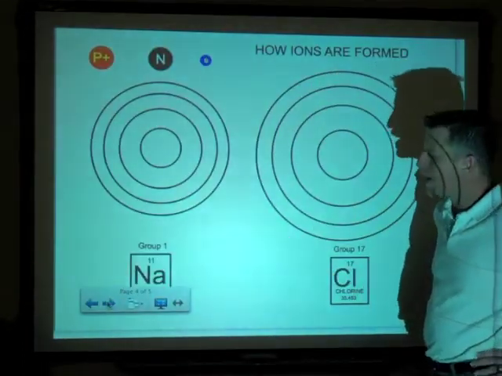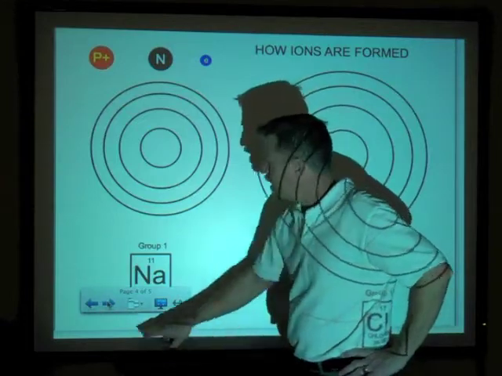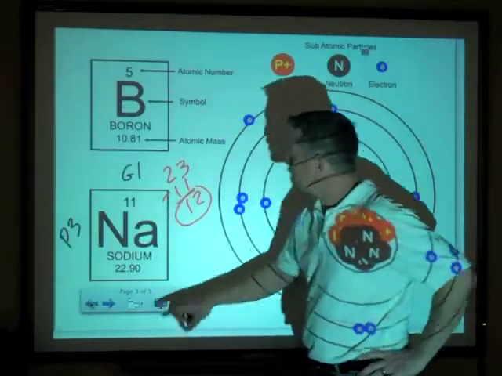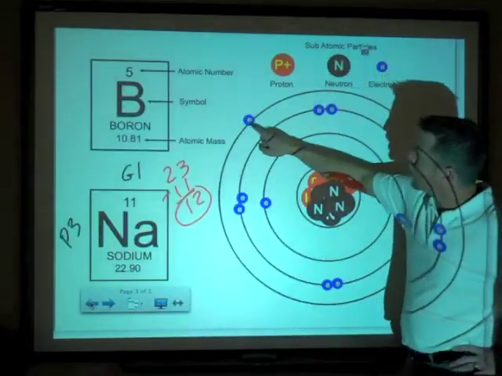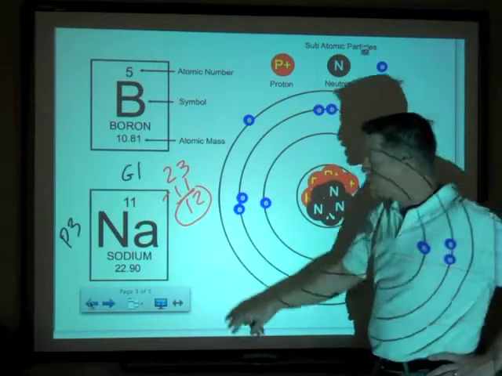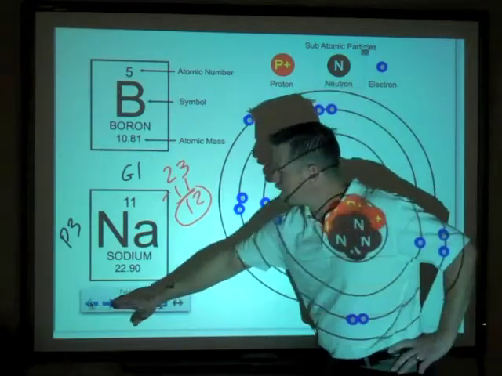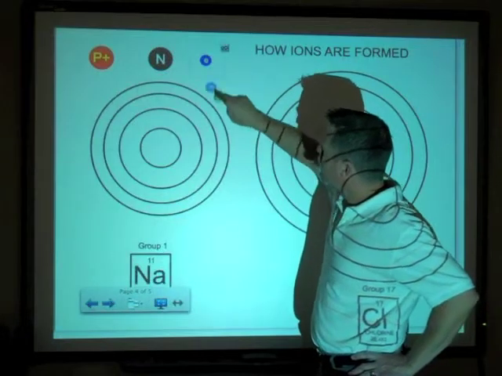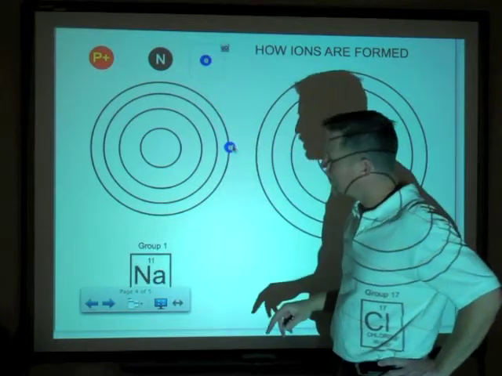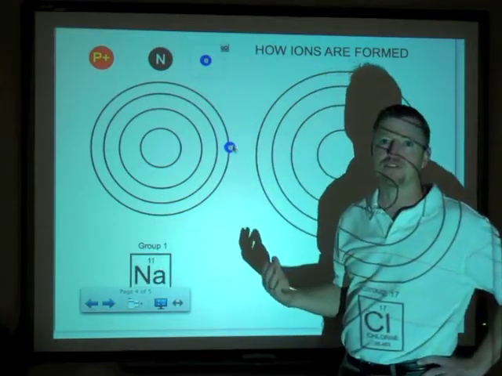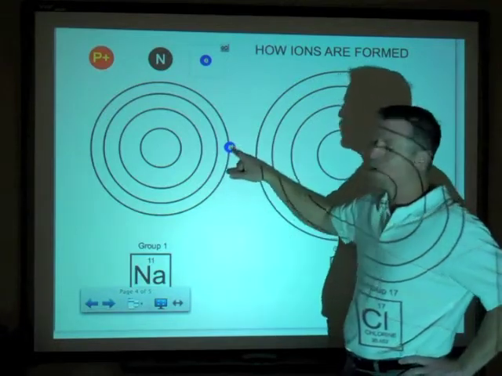So let's look at how ions are formed real quick. Let's go back to sodium for just a second. Remember, sodium had this one electron right here in the outer ring. I'm just going to pay attention to those electrons. So here's sodium with that one electron in the outer ring. He would love to have 8. That's why he's in group 1. He's very unstable. He wants to get rid of this guy.